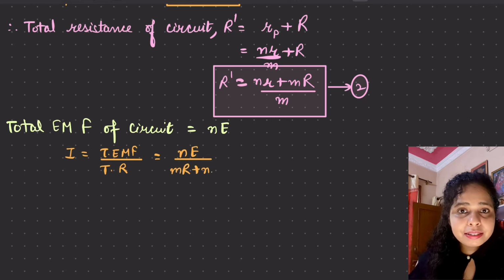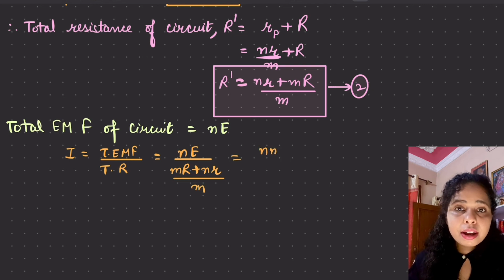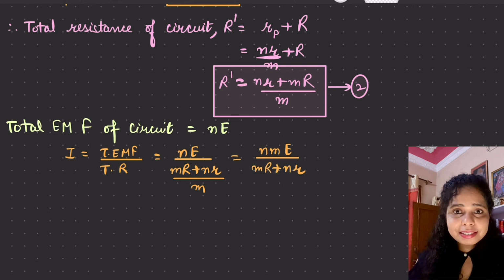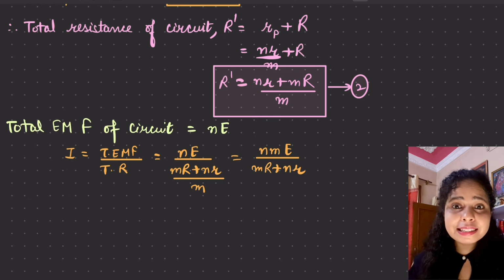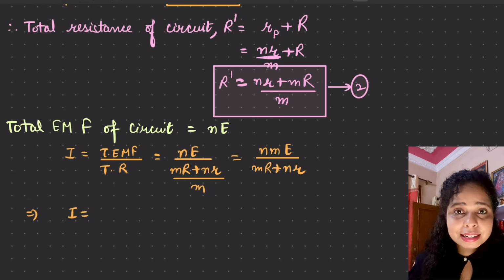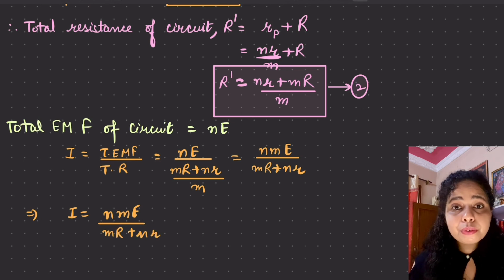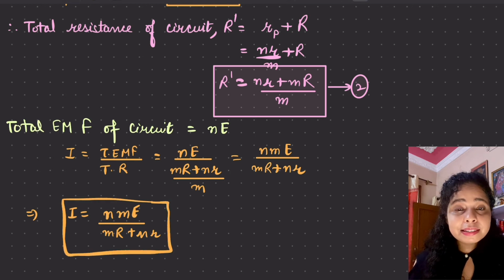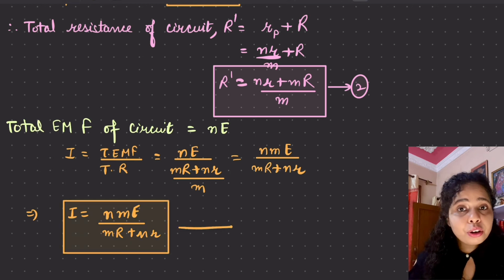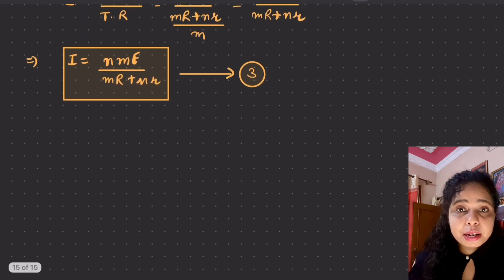We can take this small m to the numerator. So we have I is equal to MnE upon M into capital R plus n into small r. So this is our final expression, but this is the expression which will not tell us what we have to do with the external resistance. So we do not know if we have to keep the external resistance high or low in order to withdraw maximum current. So we will have to give a different approach.